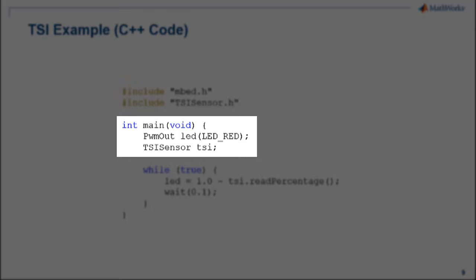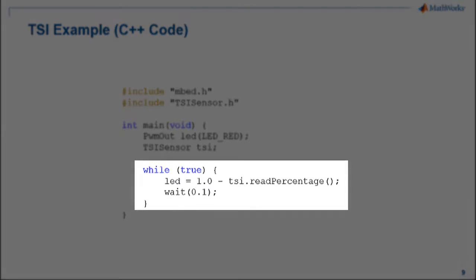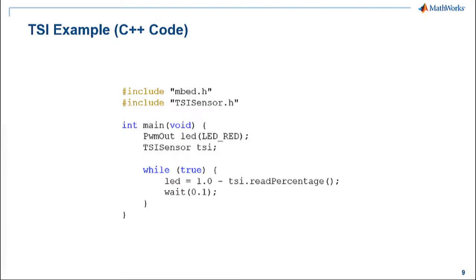Then a TSI sensor object, called TSI, is created. After that, the code goes into an infinite loop where we simply read the current position that's being touched on the sensor using the read percentage function, and subtract that from 1 and use the resulting value to set the brightness of an LED.